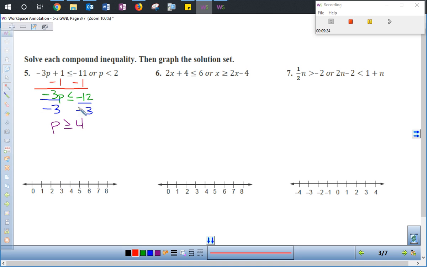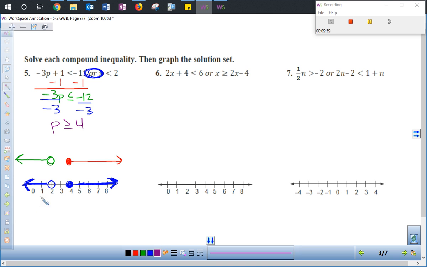Now I can graph that helper graph. Greater than or equal to 4 is a closed dot on 4 with an arrow going to the right. And then my second one here is p is less than 2. So I have an open dot on 2 with an arrow going to the left. Now this is an OR inequality, so I want to take both of these graphs and bring them straight down. So I want an open dot on 2 with an arrow going to the left, and a closed dot on 4 with an arrow going to the right.